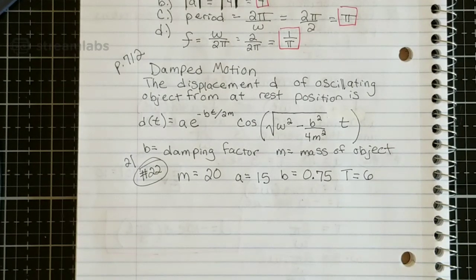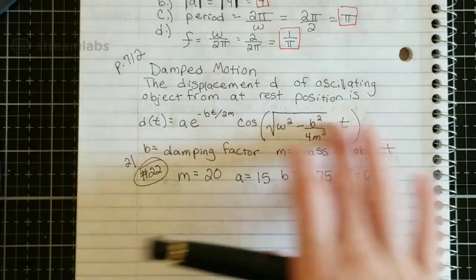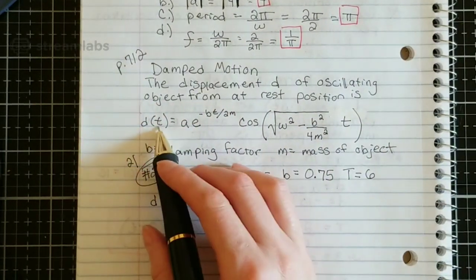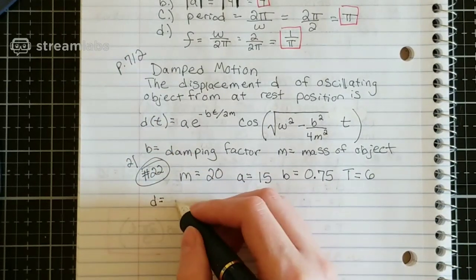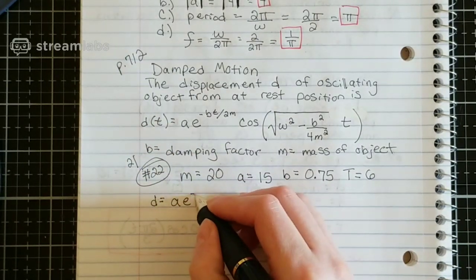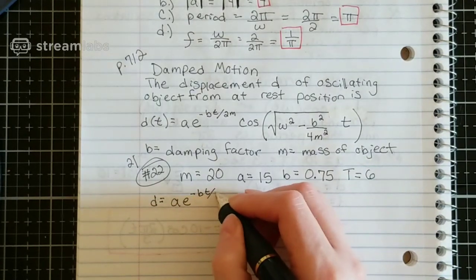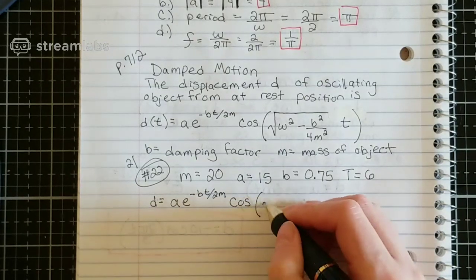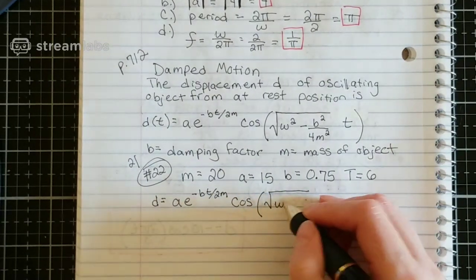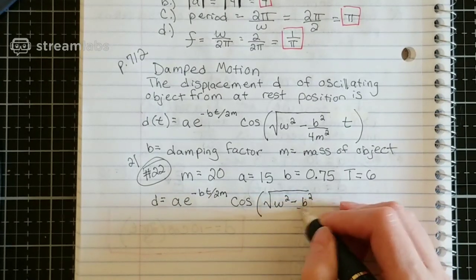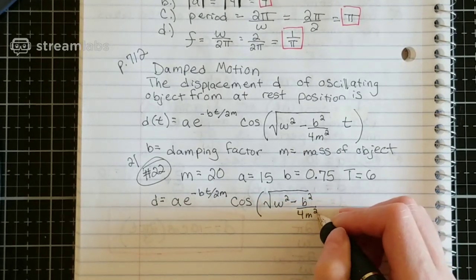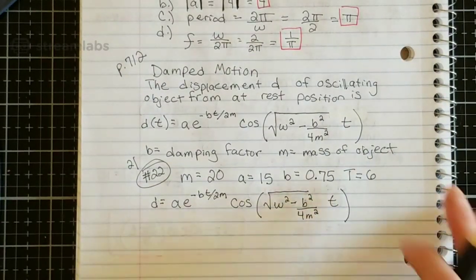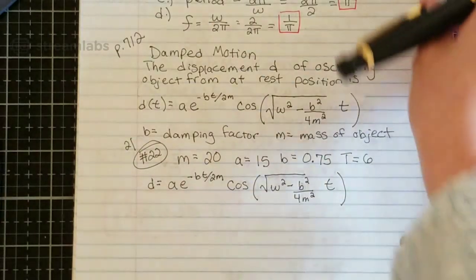All right, now we're going to write down that crazy equation. I'm just going to recopy that equation up there. I'm going to leave out the d of t just to leave some space. Okay, negative bt divided by 2m, cos, square root of w squared minus b squared divided by 4m squared. This was not on the test from what I remember, so you can breathe a sigh of relief. I think it's only on this homework assignment, and that's it.